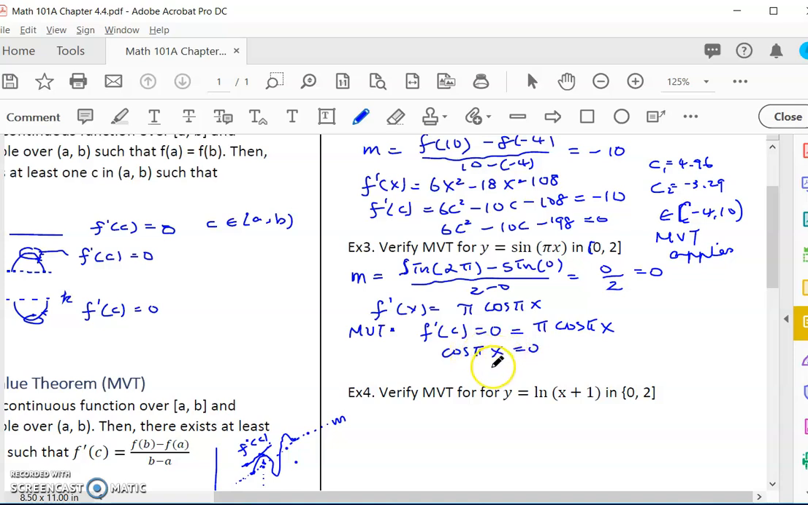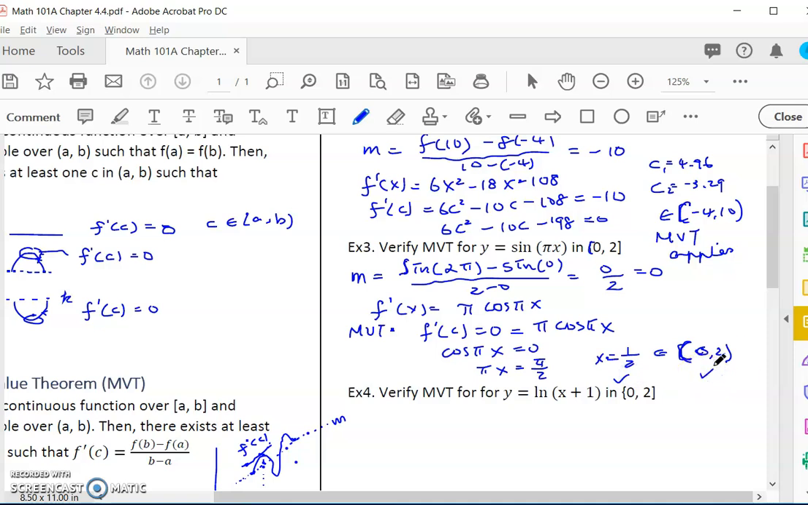When can this equal 0? When the inside, pi x, is equal to pi over 2, or 3 pi over 2. So let's just get one, because the MVT says that there is one. If that is the case, then x is equal to 1/2. Right? So it's solvable. The last thing to guarantee is that it's actually in the open interval (0, 2). So you can solve it and it is actually in (0, 2).